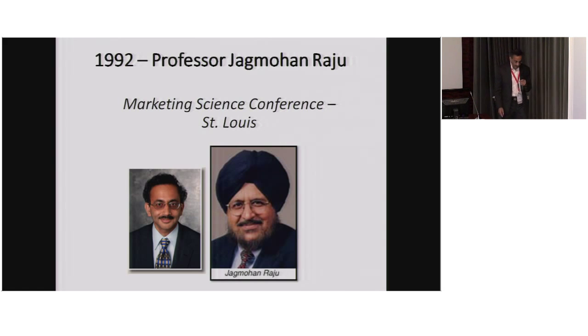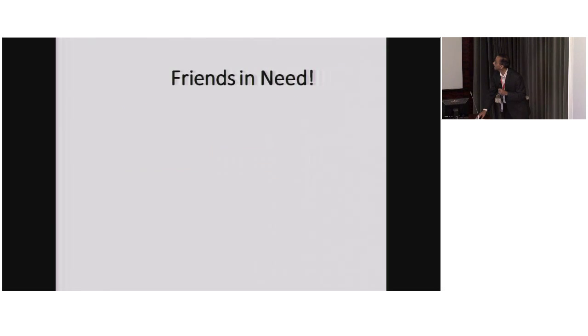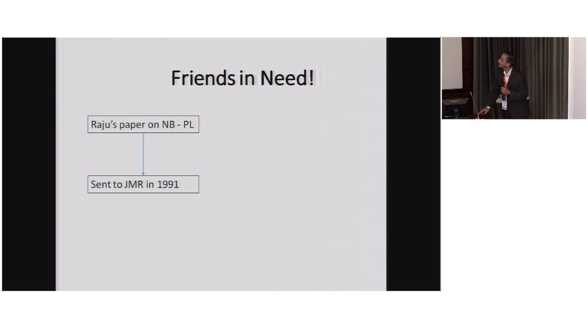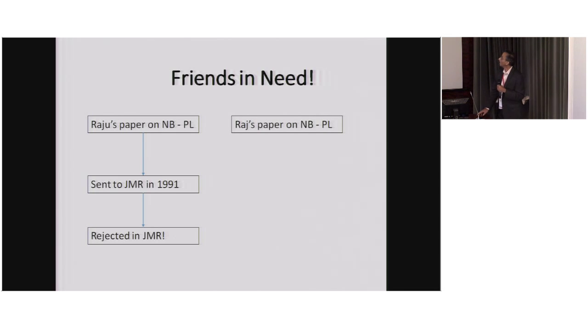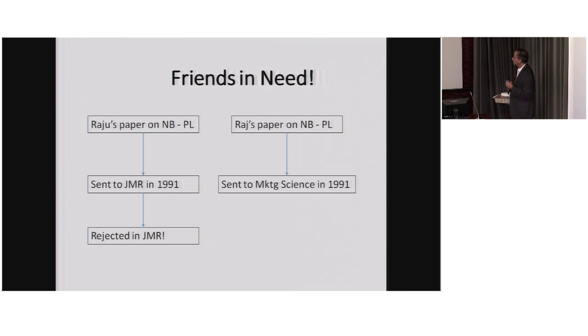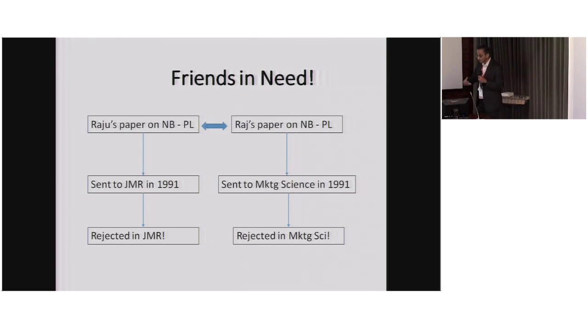I said, oh, this guy looks familiar. So we started talking, and it turns out that we became friends in need. He had a paper on national brand versus private label. He's an extremely smart individual. And he had sent it to JMR in 1991. We're talking several years ago. And that got rejected. At the same time, I had sent my thesis paper to Marketing Science, and after 2 rounds, that got rejected. And so we decided to pull those 2 papers together. Right at that session, I said, okay, why don't you send me your paper, I will send you my paper.